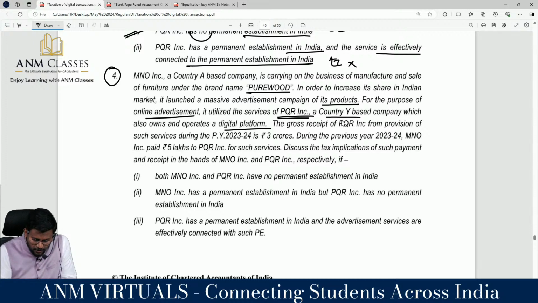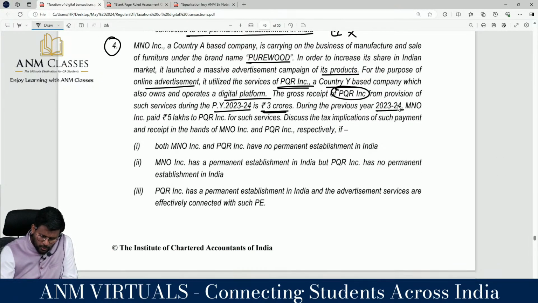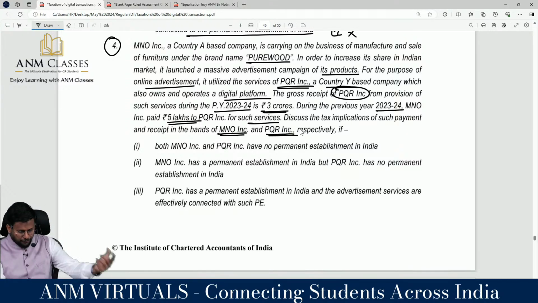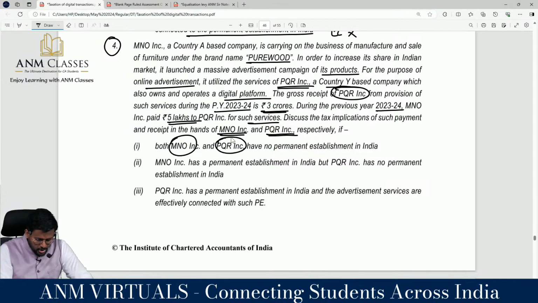The gross receipts of PQR Incorporation from provision of such service during the previous year 23-24 is 3 crore. During the previous year 23-24, MNO Incorporation paid 5 lakh to PQR Incorporation for such services. Discuss the taxability of such payment and receipt in the hands of MNO Incorporation and PQR Incorporation respectively if both MNO Incorporation and PQR Incorporation have no PE in India.